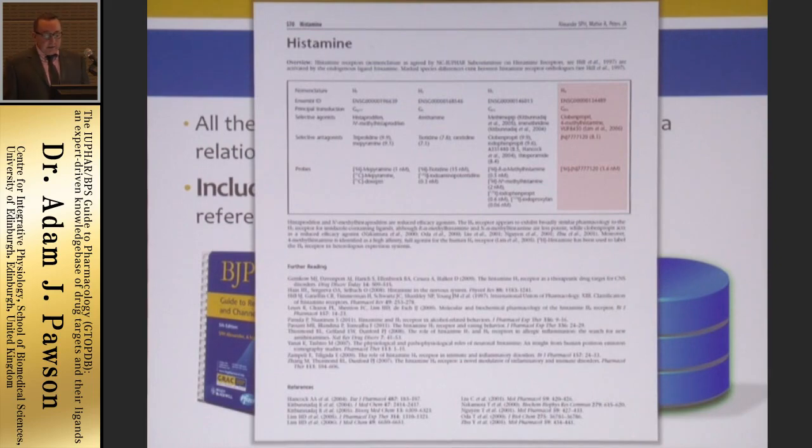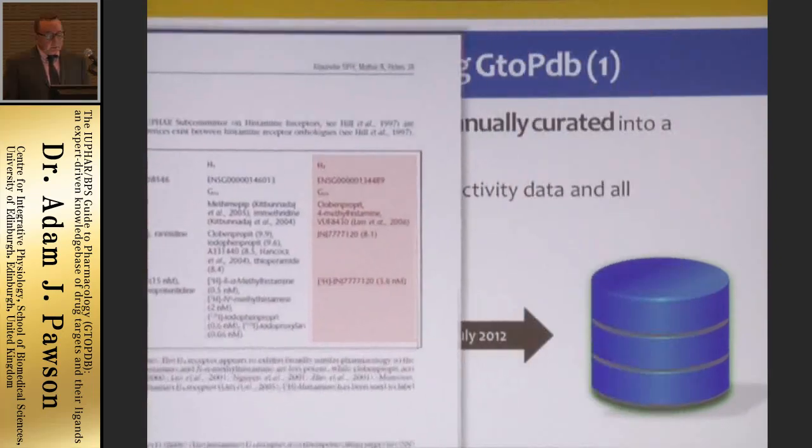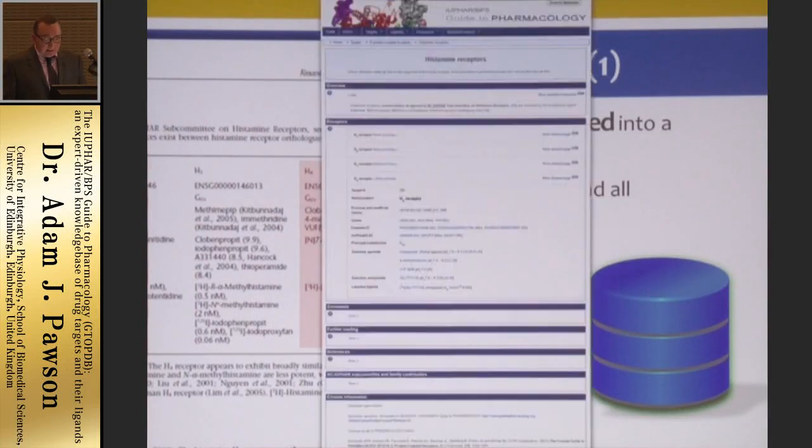So if you take a look at the histamine page over there, and, for example, look at the H4 receptor, this is what the histamine page in the new database looked like. And so you can see it's very similar. You've got the overview, the 4 receptors, the comments, the further reading, and the references.